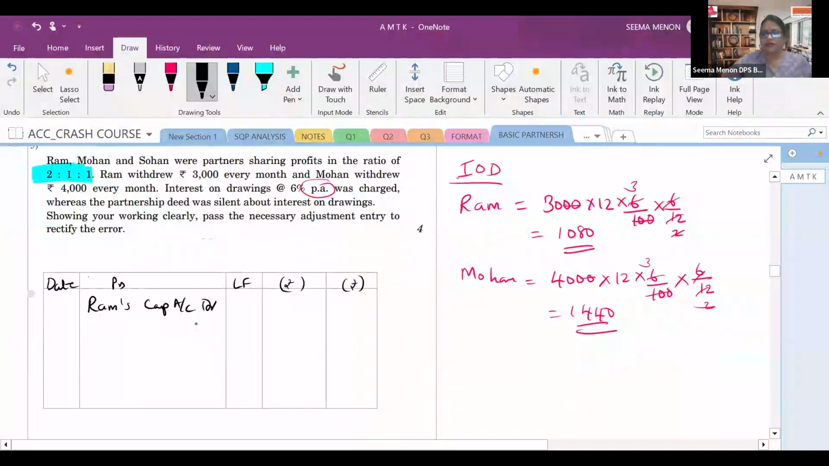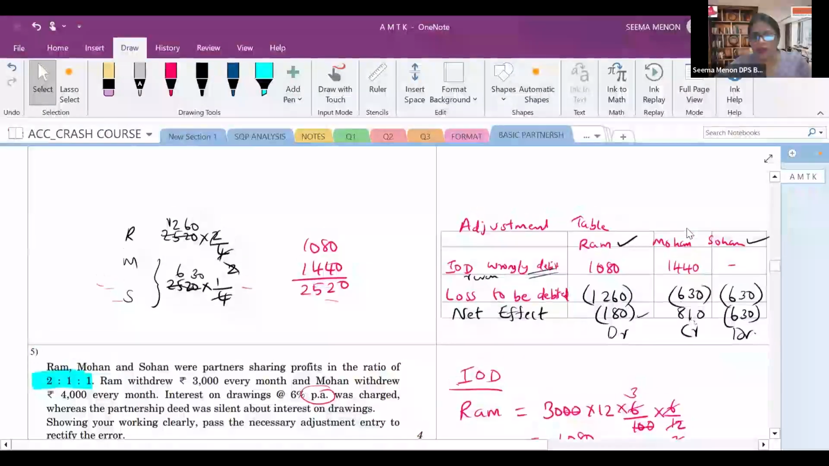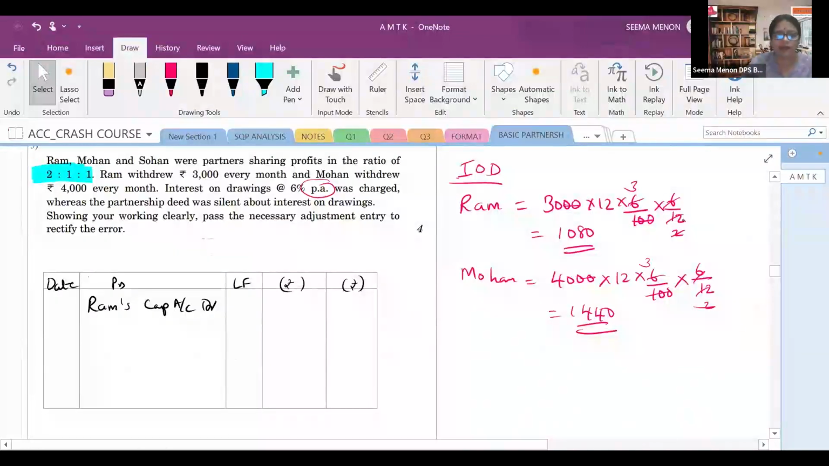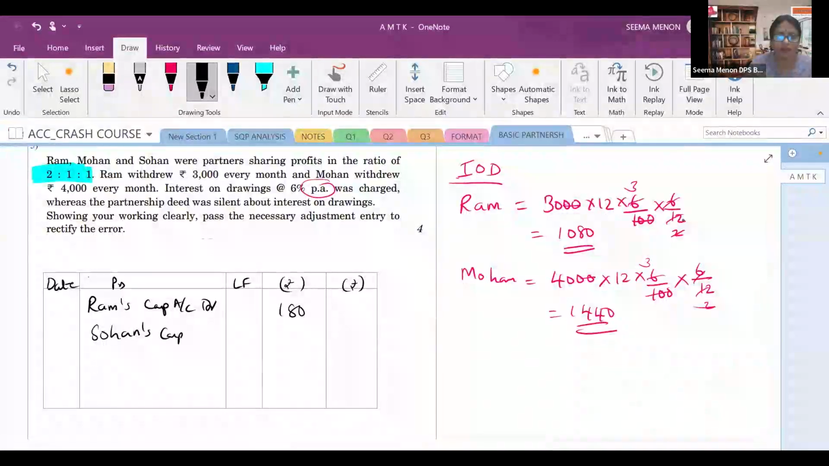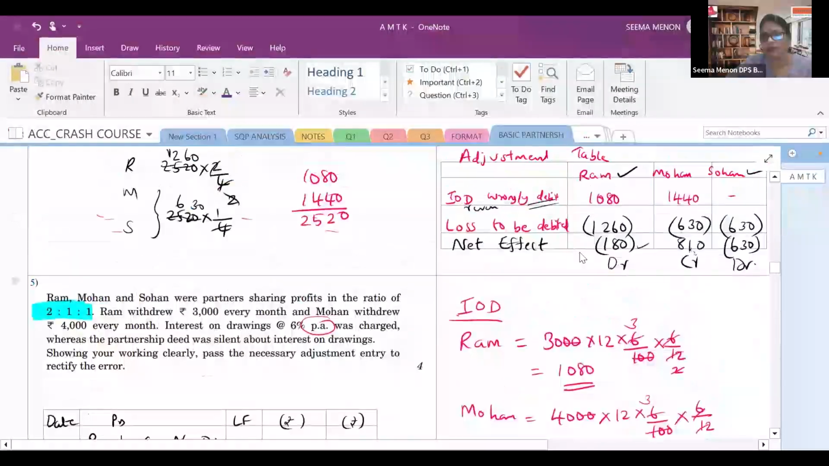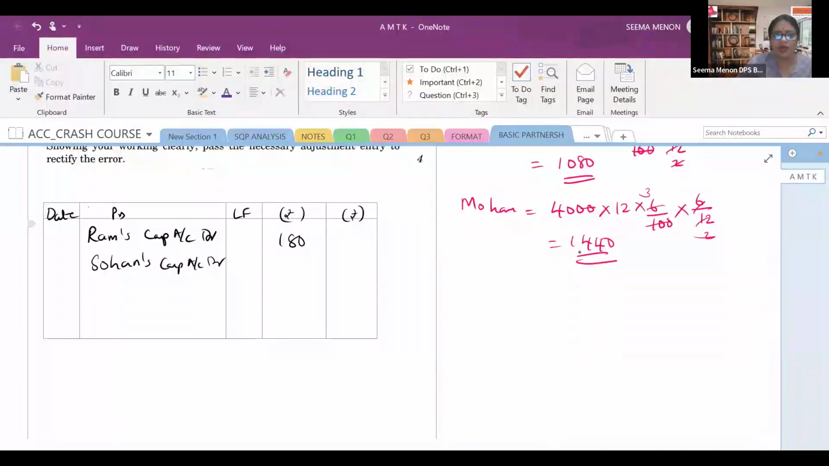Today, Ram's capital account debit. Then after that, Sohan's capital account debit. Ram's capital, how much? 180. Sohan's capital account debit. How much? That is 630. Both are negative amounts.